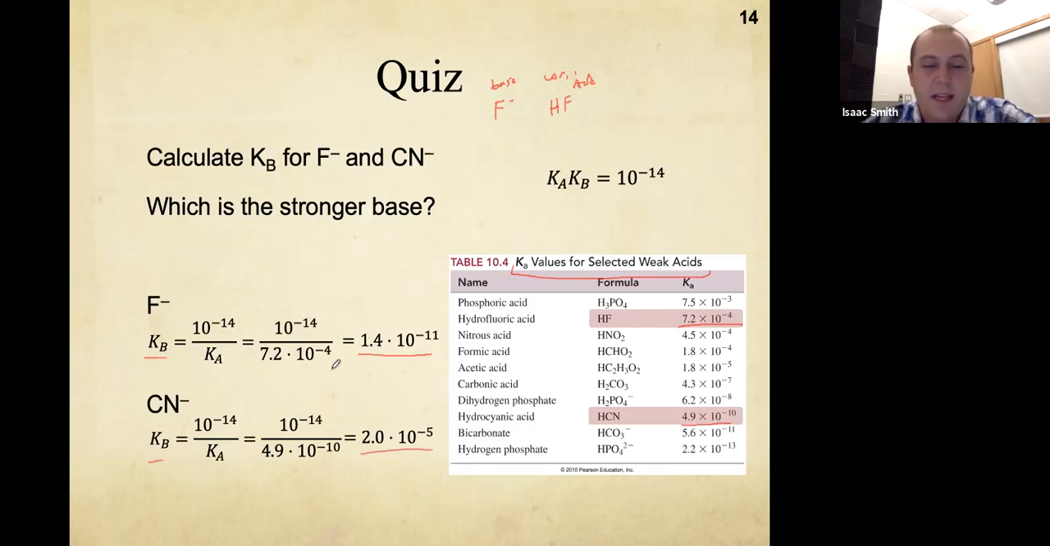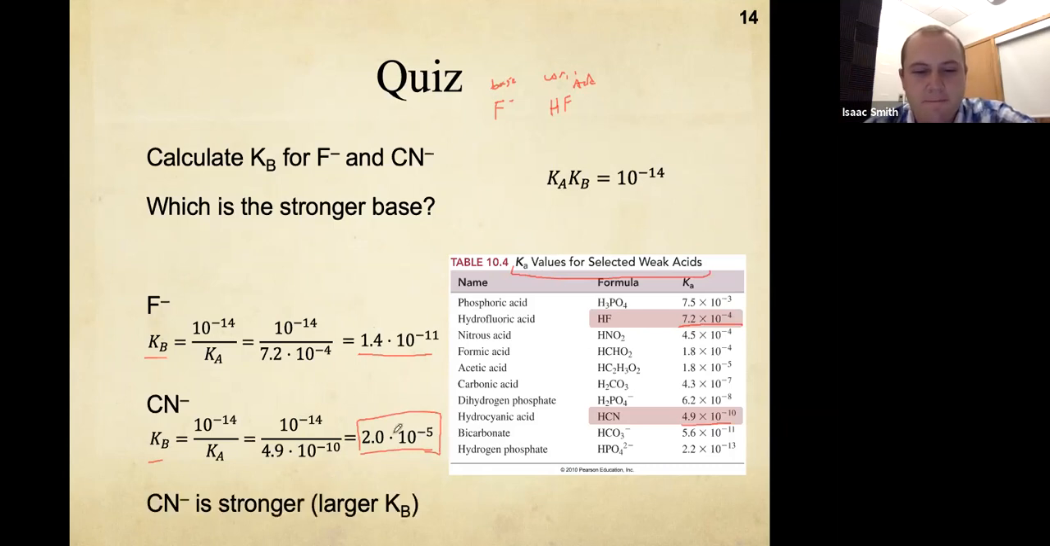Okay, and now we can compare Kb's, which makes it a little easier to see. And we can see that the larger Kb, which is this one here, is going to be the stronger base. Okay. All right.